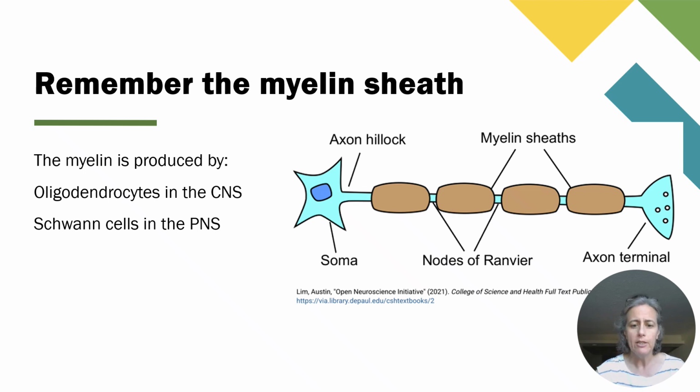Now, the key thing to remember is that the oligodendrocytes are found in the central nervous system. So if we're in the brain or the spinal cord, it is the oligodendrocytes that are producing the myelin, whereas if we're out in the peripheral nervous system here, then they are Schwann cells. So they do the same function, but they have different shapes. Let's take a look.